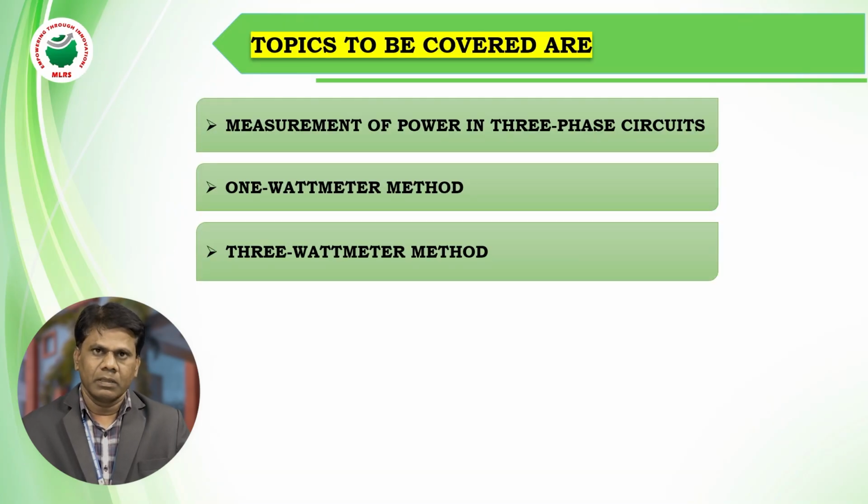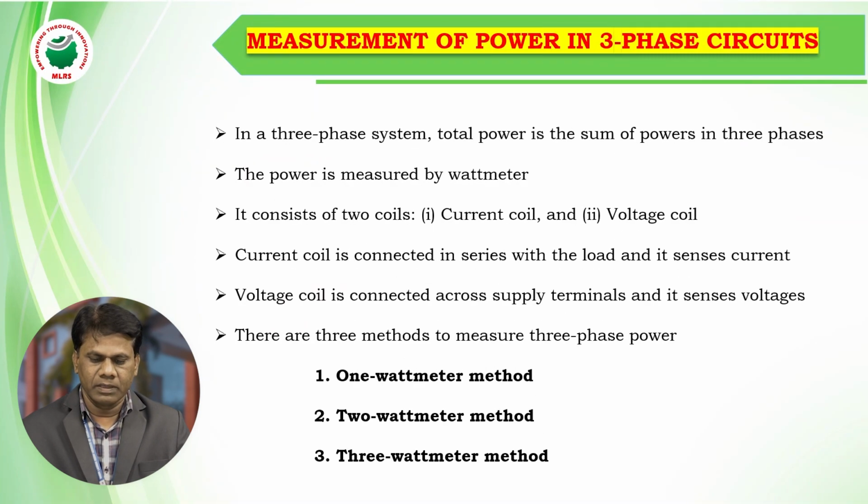So the table of contents are measurement of power in three-phase circuit, introduction, and 1 wattmeter method and 3 wattmeter method. For the measurement of power in three-phase circuits, either balanced or unbalanced, we have different methods to measure the power. One is 1 wattmeter method, second is 2 wattmeter method, and third is 3 wattmeter method.